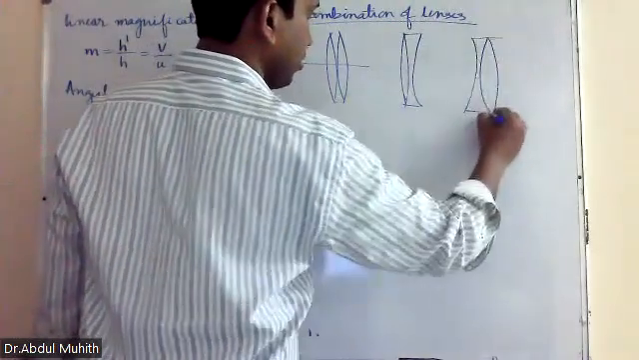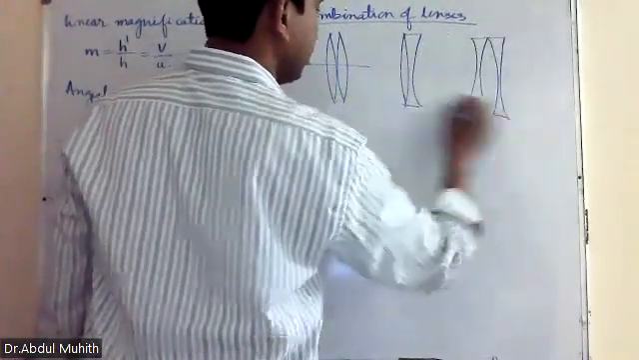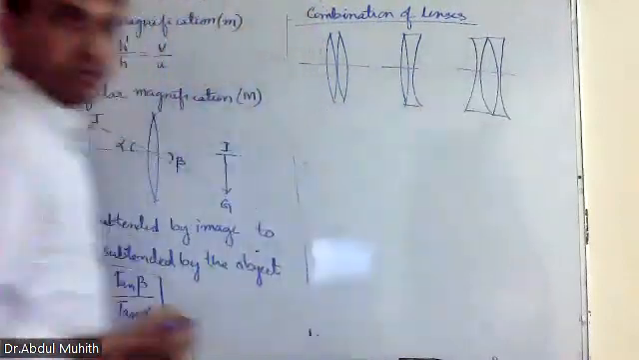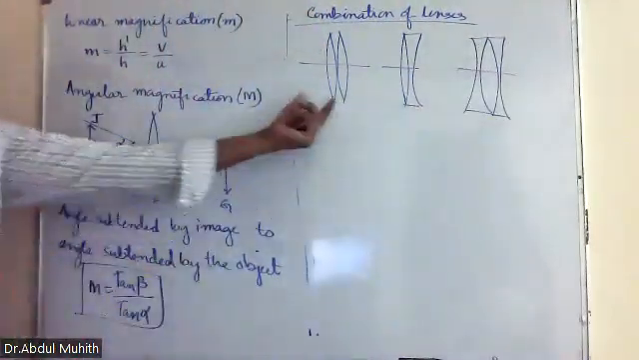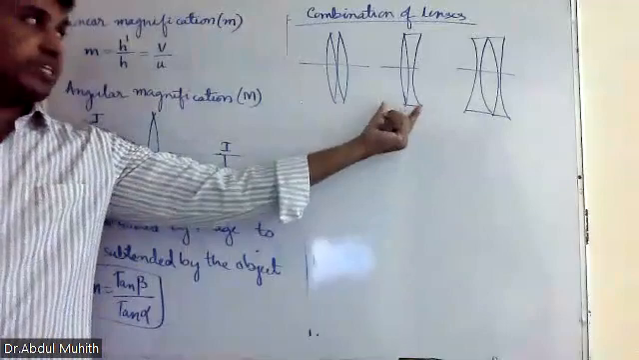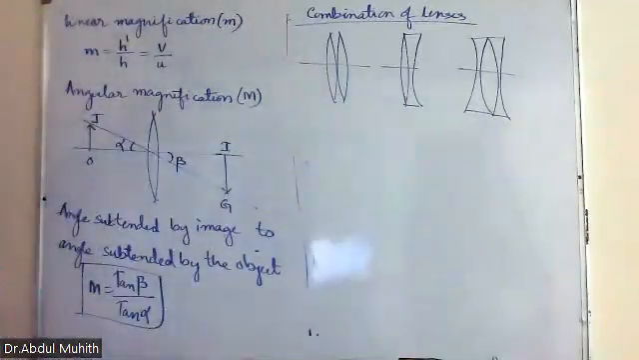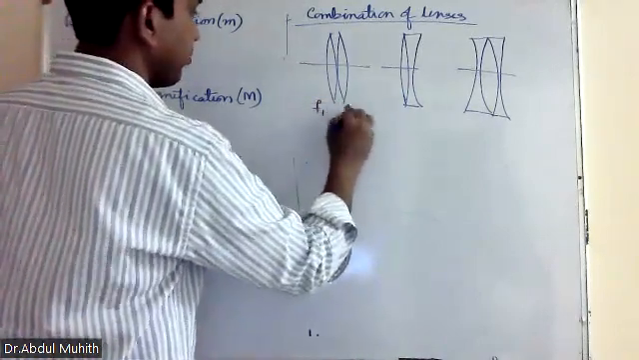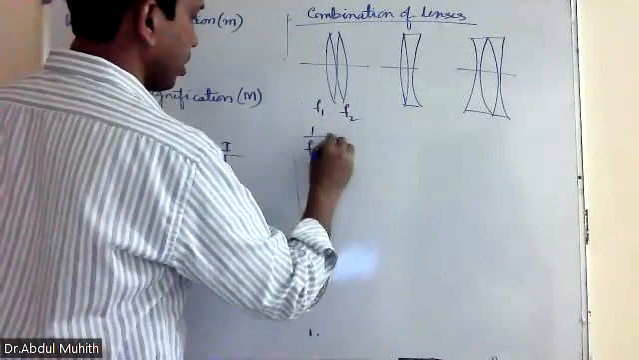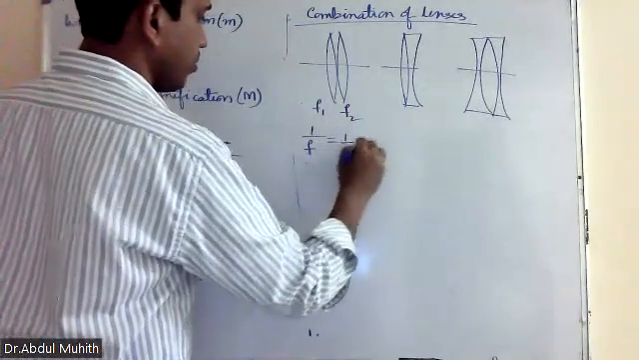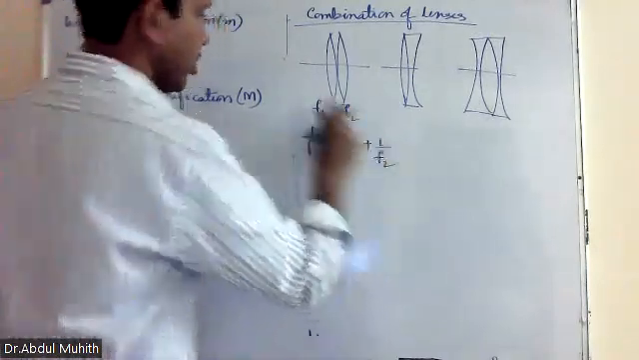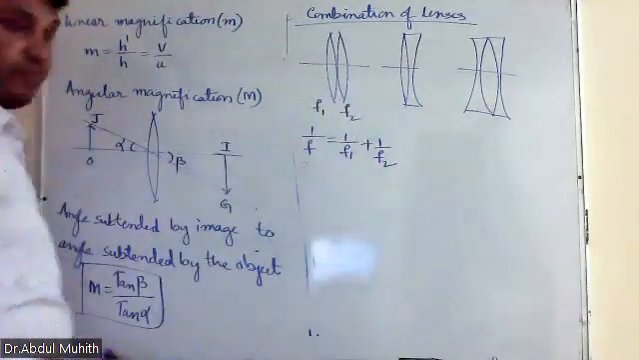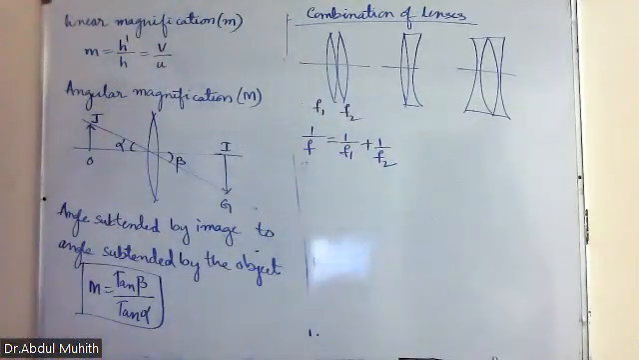So there are different combinations: two convex lenses, two concave lenses, and a convex with a concave. Now, what is the formula here? If the focal length of this is f1 and this is f2, generally we write 1 by f, the total combined focal length, as 1 by f1 plus 1 by f2. If it is convex, take positive. If it is concave, take negative. Now, power will be how much?